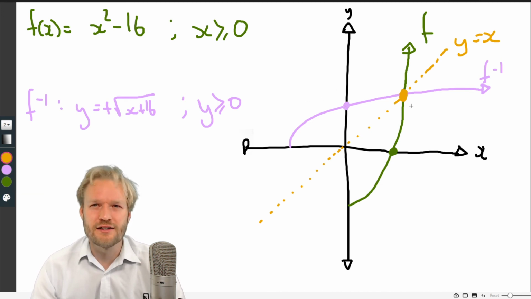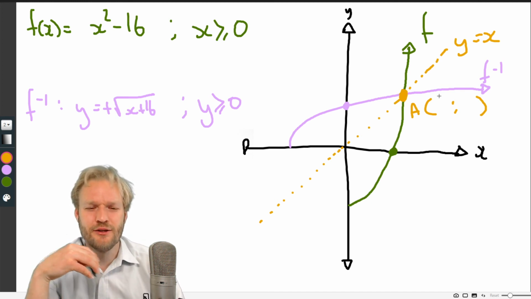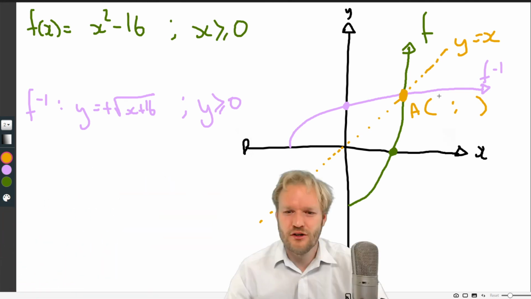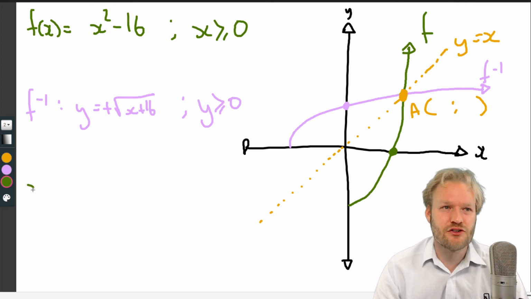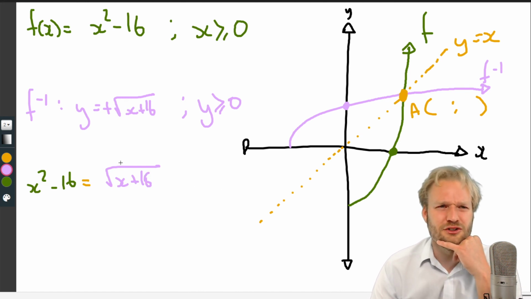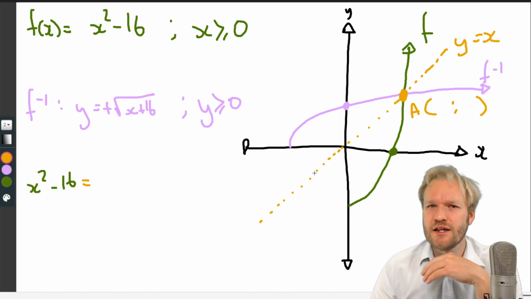But I do want us to find, as our last bit here, what is this point of intersection? So how do we find the point of intersection between two graphs? Well, we kind of make them equal to each other. So in this case, when is our function x squared minus 16 equal to the square root of x plus 16? Now this looks too complicated. We're going to do this, but wait a second. An easier way would be to say, not when does it equal the inverse, but when does it equal the straight line?